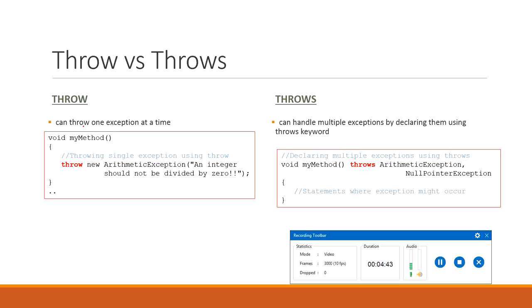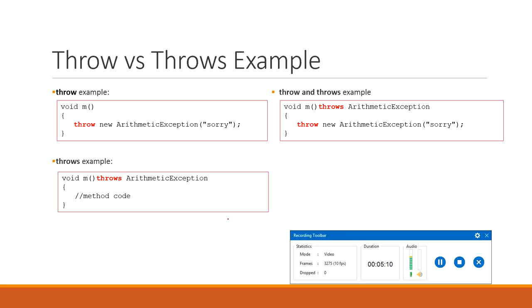Another difference is that the throw keyword can throw only one exception at a time, whereas throws can handle multiple exceptions at a time. For example, throw new ArithmeticException, and in the brackets we provide the string message. Whereas with the throws keyword, we can handle multiple exceptions, which are separated by commas. So this is also one of the most important differences. If you see over here, there is an example of throw and throws. Throw is used in the method body, whereas throws is used in the method signature.